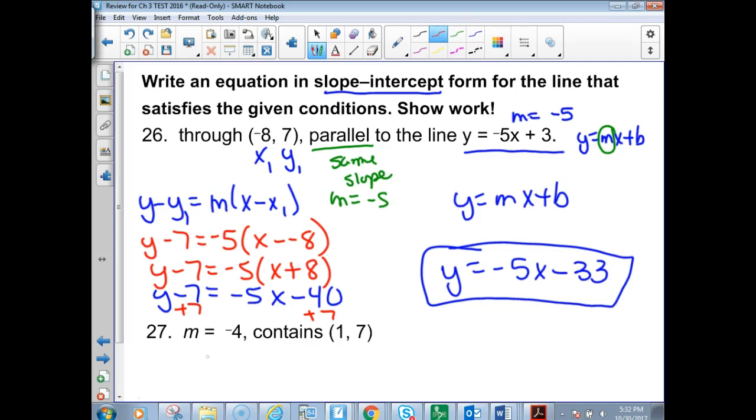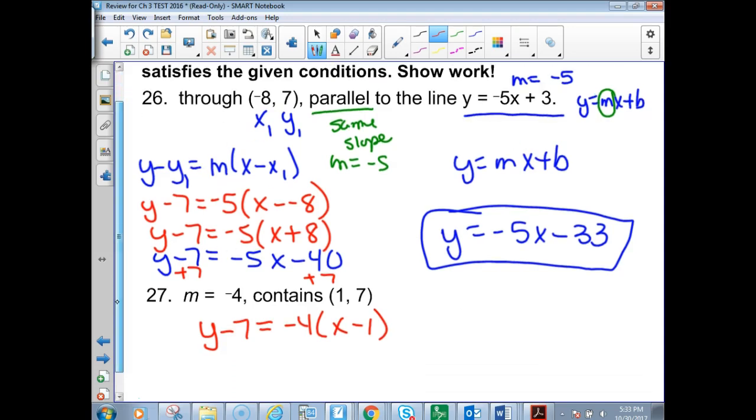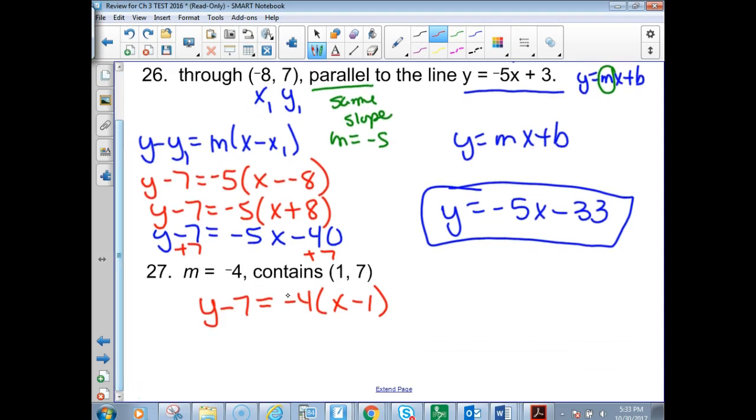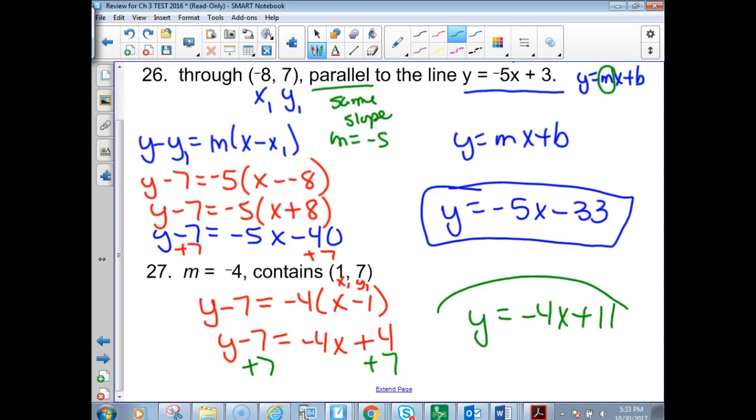Next one, I have y minus 7 equals, okay, and so I put in m of negative 4, x minus 1. I would need to then distribute the negative 4, y minus 7, this is again my x1, y1. Negative 4 times x, negative 4 times negative 1 would be positive 4. And then I would add 7 to both sides to get my y alone. And I have y equals negative 4 times x plus 11.